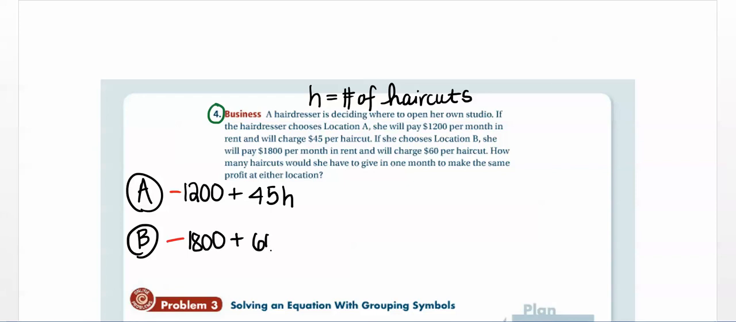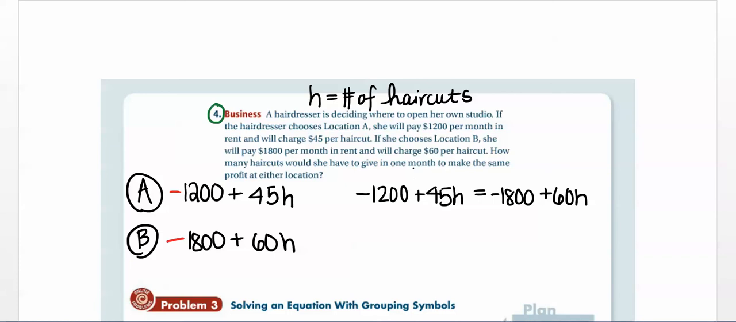But she's going to charge more per haircut, so $60 per haircut. So we want to know when is she going to have the same profit? This is basically her profit. Each of these is the profit at each location. So if we set them equal to each other, negative 1,200 plus 45H equals negative 1,800 plus 60H. If we solve for H, that is going to give us the number of haircuts that she needs to make the same amount at each location.